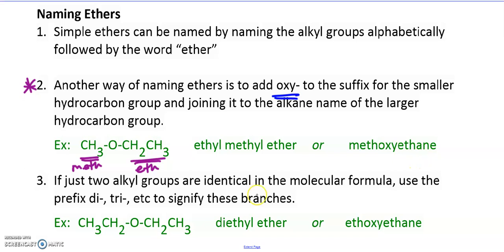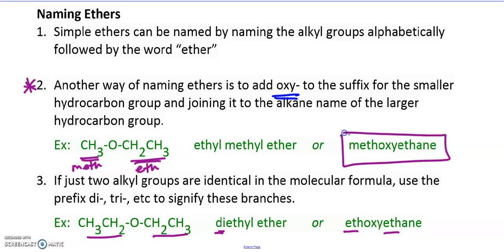If your two groups are identical on either side, you can use the prefix di. So in that first way to do this one, you've got an eth on each side, two carbons here, two carbons here. So di, for two, diethyl ether. Or the other way would be eth, oxy, ethane. Each side is an ethane chain. So these two right here are the preferred way by IB to name ethers.